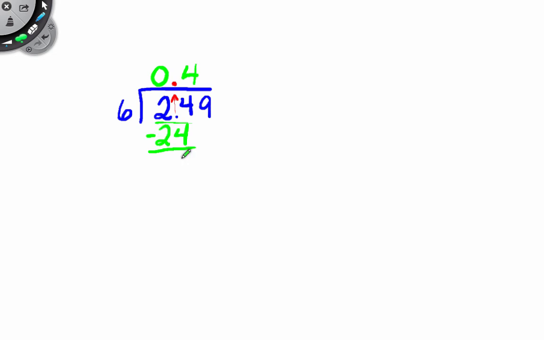So we do 24 minus 24 and we get 0. Then we continue on with our steps of division and bring down the 9. 6 can go into 9 one time. 6 times 1 is 6. Do your subtraction and you get 3. Now here is where decimal division is different from whole number division.